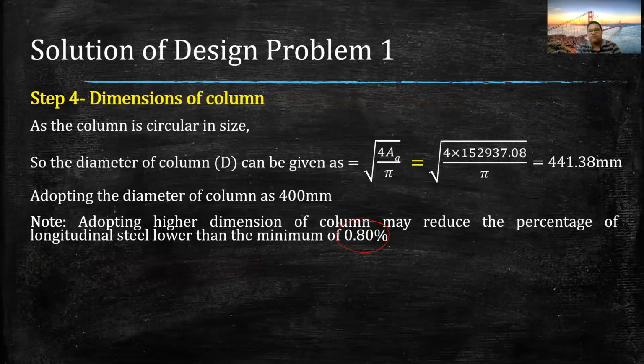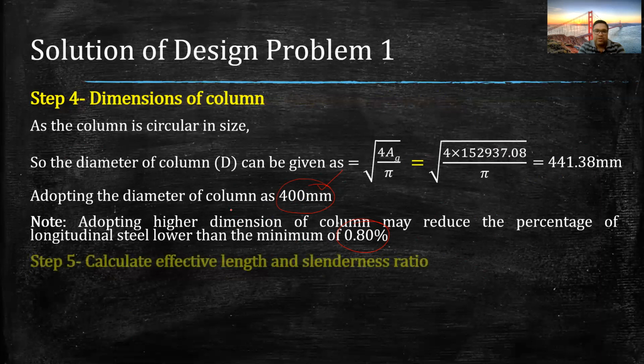So therefore, we generally adopt the dimension to the lower side. So here we will adopt our diameter of column as 400 mm. So that is step 4. Now we will move to the next step, which is step 5.